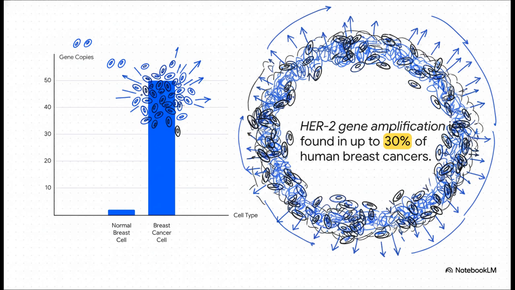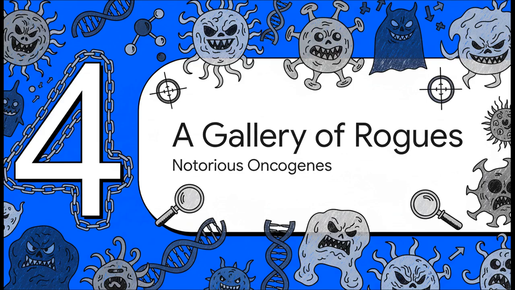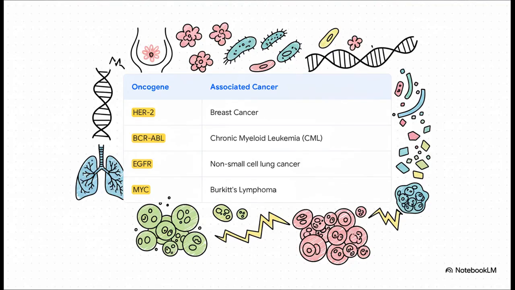So now that we know how these genes go bad, let's meet a few of the most notorious villains in the cancer story. These are the specific oncogenes that scientists and doctors are hunting for in patients every single day. And here's our rogues gallery, connecting the specific gene to the specific crime. We've already talked about HER2 in breast cancer and BCR-ABL in CML. But the list goes on. You've got EGFR, which is a major driver in a lot of lung cancers. You have MYC, which is famously switched on in Burkitt's lymphoma. Each one of these is a specific target, a specific way that the normal process of cell growth gets totally hijacked.